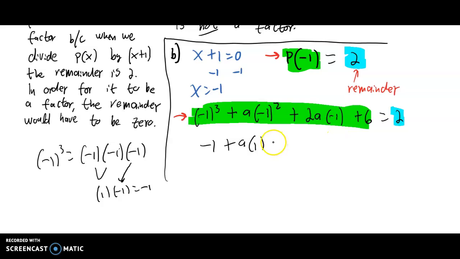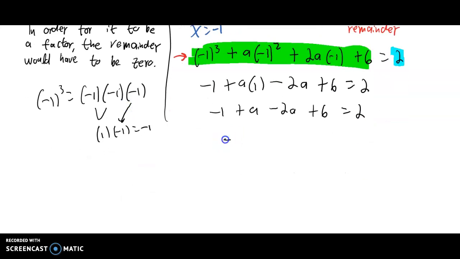That's times -1. So now I have minus 2a plus 6 equals 2. Okay, I got -1. A times 1 is just a, minus 2a plus 6 equals 2. I've got -1a minus 2a is -a plus 6 equals 2. Let's combine the -1 and the 6. We're going to get +5. -a plus 5 equals 2.